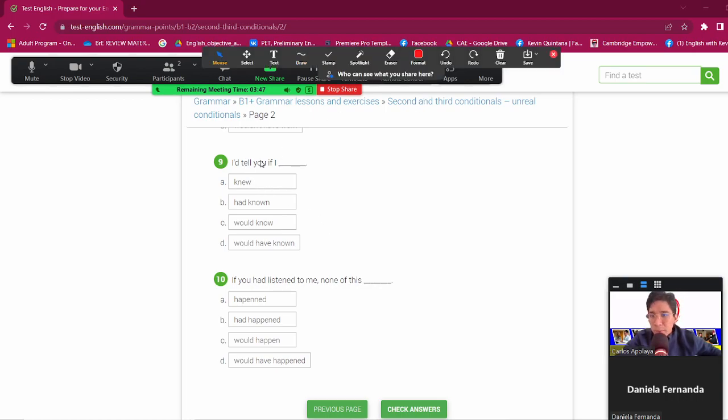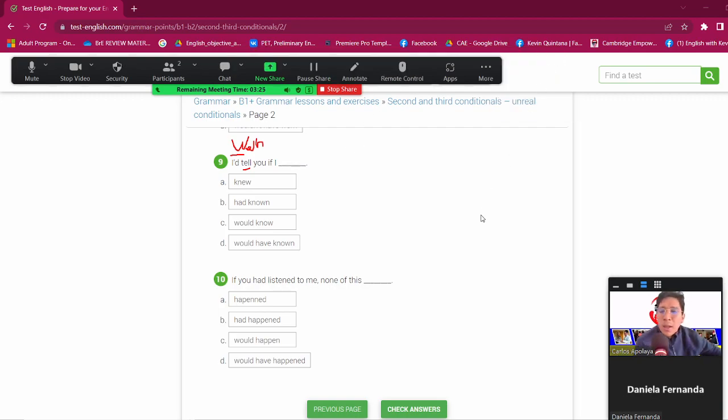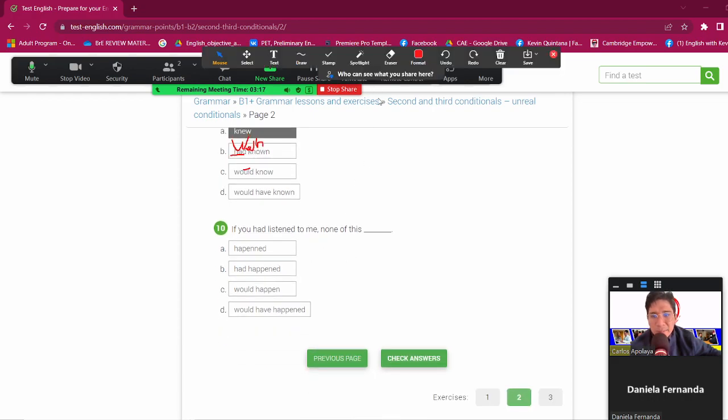Recuerda que esto es un would o un had. ¿Qué opinas? Would. Yes, porque el verbo está en su forma base, por eso es un would. Muy bien. If I do, okay, I would tell you if I knew. I knew. Pretty good. Segunda condicional. Buena deducción.